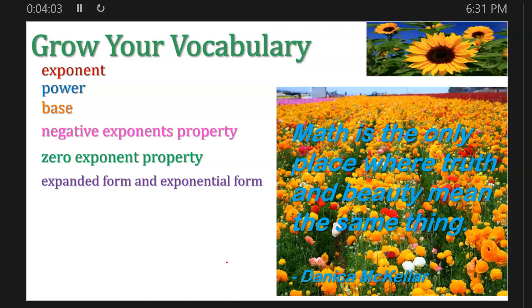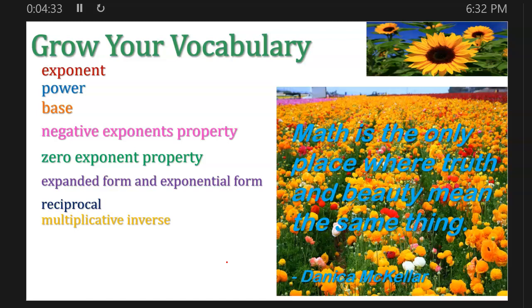Expanded form and exponential form. The expanded form is when we actually multiply the number out with all the terms, and exponential form is when we write the number with the exponent attached. Reciprocal is when we take a fraction and we flip it around where the denominator becomes the numerator and the numerator becomes the denominator.